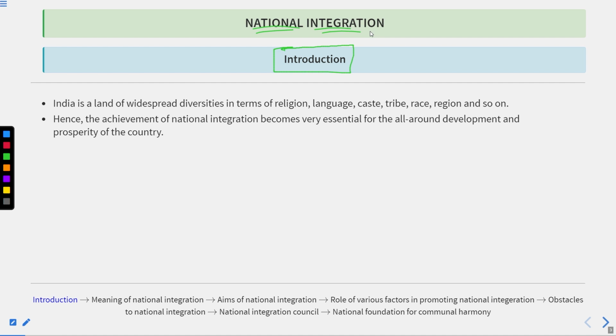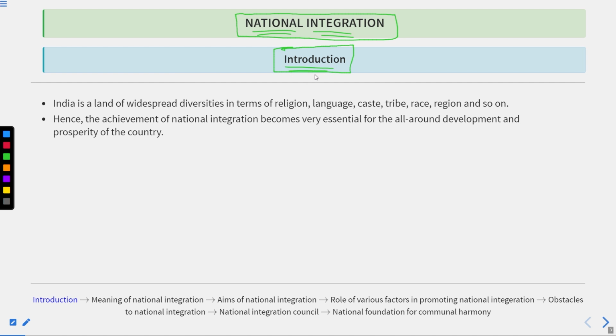So there is one common factor, and the factor is that was not an introduction. Remember, that was not an introduction. That was understanding and bifurcating the term national integration. We had just seen how national and integration are apart from each other and why we are putting them together for our understanding.